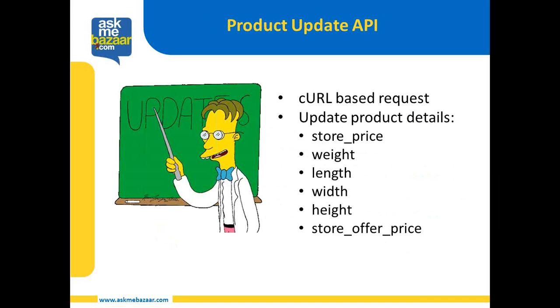And our next API is Product Update API. It is again a curl based request, as the name also suggests. You can update the product details on our website at Ask Me Bazaar. The product details you can update are store price, weight, length, width, height, and store offer price. That all means the product description and price. So all these APIs will be used from your side, from your app.